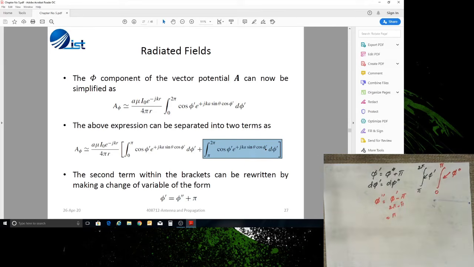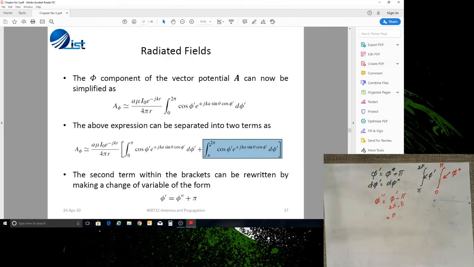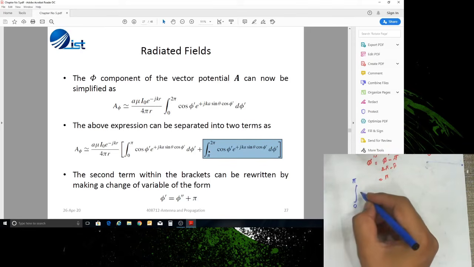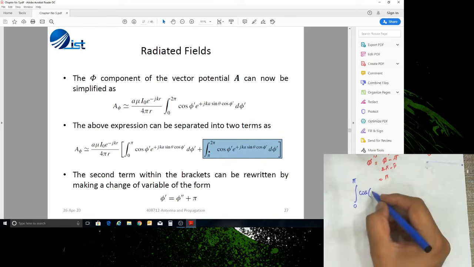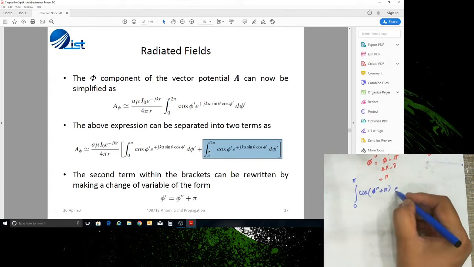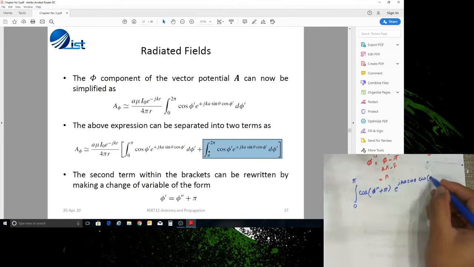And this is the range for phi prime. Okay? So what we are going to do is add all these changes into the second integral over here. Now the integral will be of the form 0 to pi for the phi double prime case. We will have cos of phi double prime plus pi in place of phi prime, and then e raised to power j k a sine theta cos of phi double prime plus pi minus phi, and then d phi double prime.